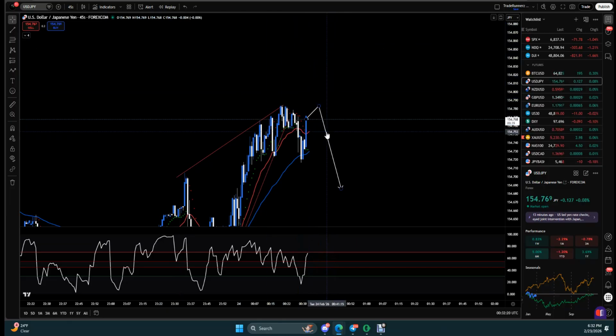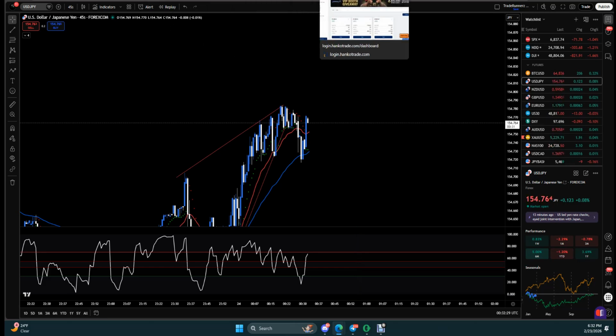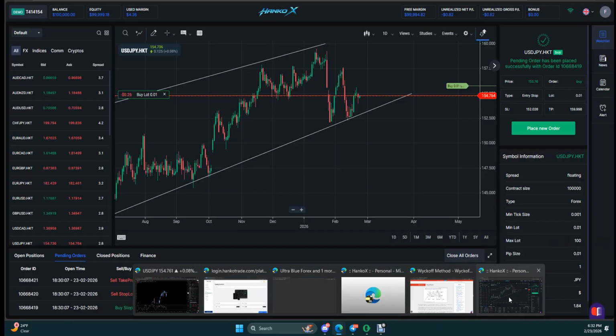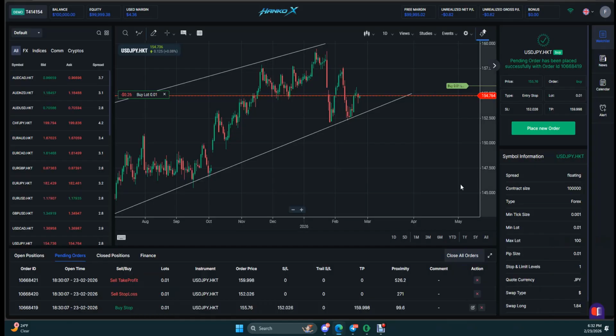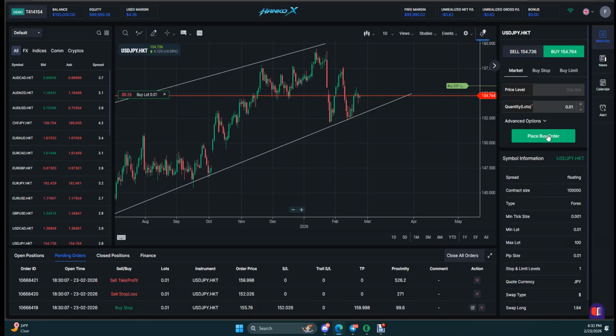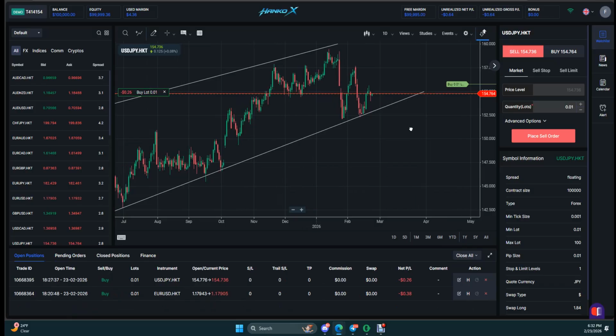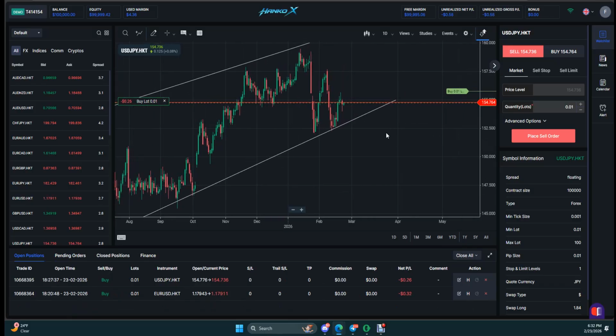So going back to Hanko trade, let's get on back over there. Going back to Hanko right here. This is Hanko. All right. So when you go back to Hanko, you go to sell this time. You're going to be on sell. Okay. So what you do is, if you want to do a sell limit, you push sell limit.